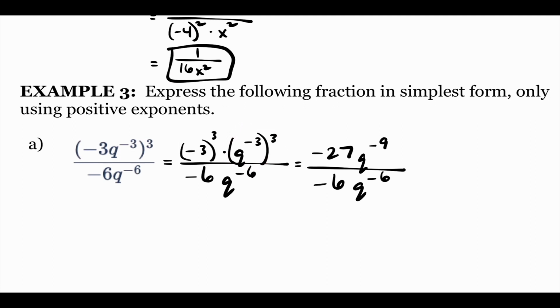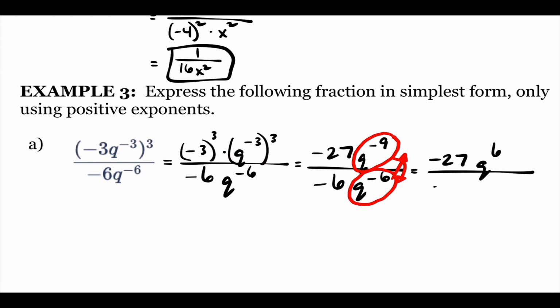The next thing I need to worry about is negative exponents. This guy, q to the -9, has a negative exponent. That means it's got to move down. This q to the -6 that's already down has a negative exponent. It's got to move up. So let me rewrite what I have. Q to the -6 moves to the top to become q to the +6. Q to the -9 moves to the bottom to become q to the regular 9.